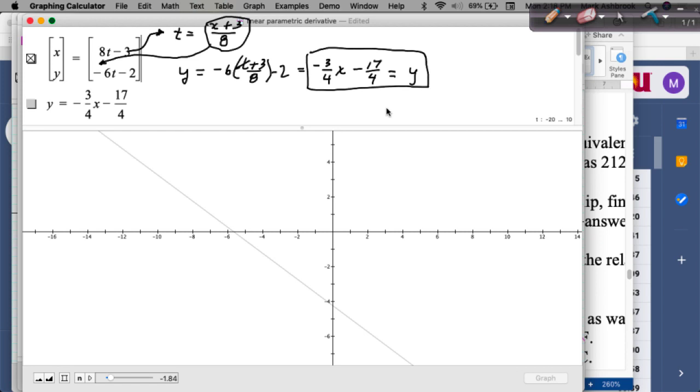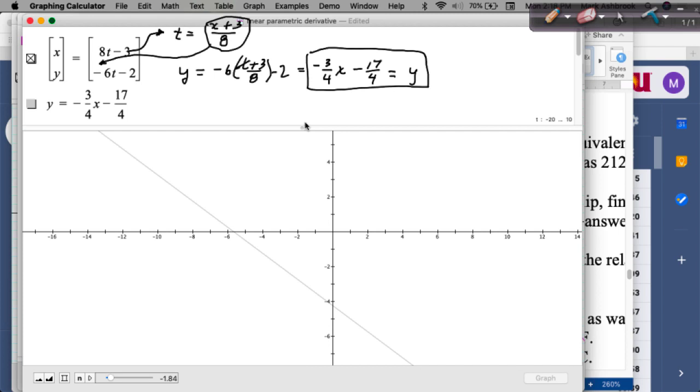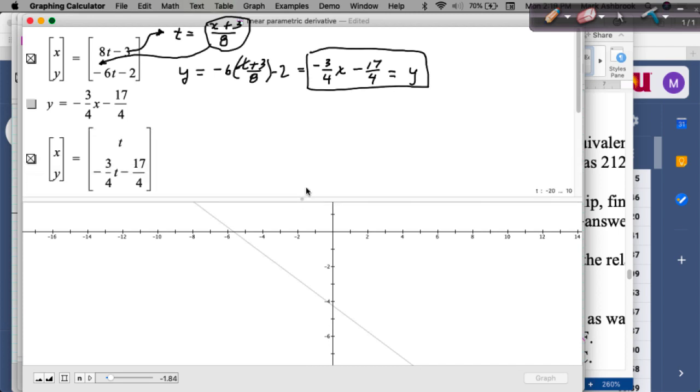Chance, you're up. Okay, so given y as a function of x, there was a quick way that we could make that into a parametric function. Do you remember what that was? We could just let x be t, and then if x is t, then y is negative 3/4 t minus 17/4.